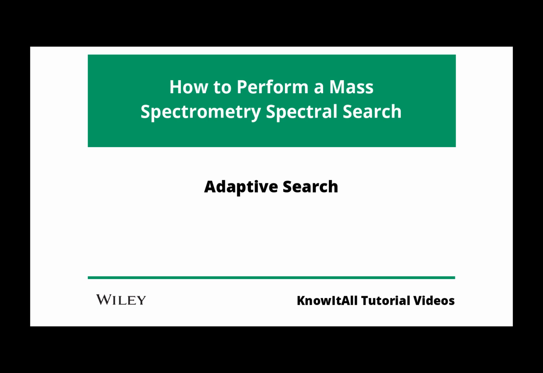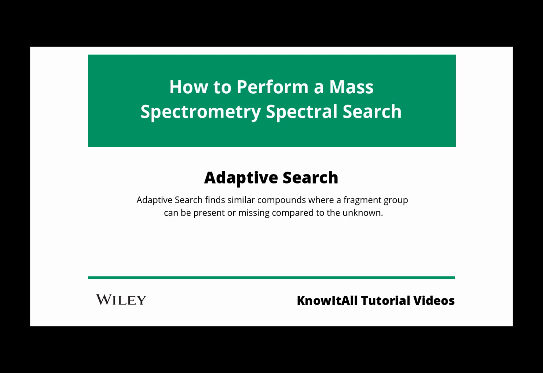Welcome to the video tutorial for KNOWITALL, how to perform a mass spectrometry spectral search using the adaptive search function. Adaptive search finds similar compounds where a fragment group can be present or missing compared to the unknown. The presence or absence of a fragment causes some peak positions in reference MS to differ from that of the unknown by a delta mass. KNOWITALL shifts some peaks by the delta mass to achieve a better match.